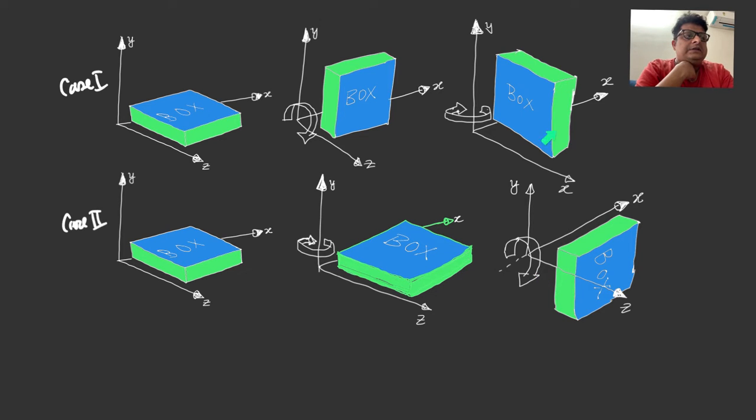Now see this orientation and this orientation, these are not the same. So that means the finite rotations are not commutative, that's for sure. That means if you rotate about x then about y, here by 90 degrees, and in case 2 you rotate first about y then about x, it doesn't lead you to the same result.